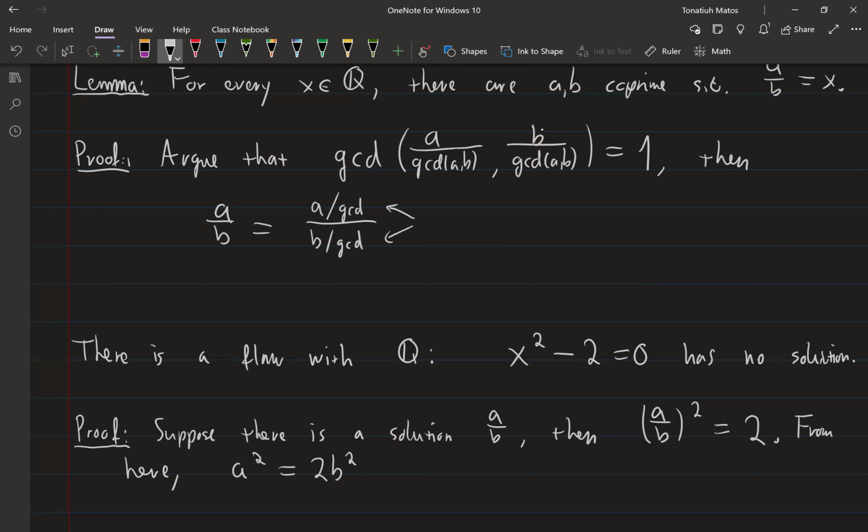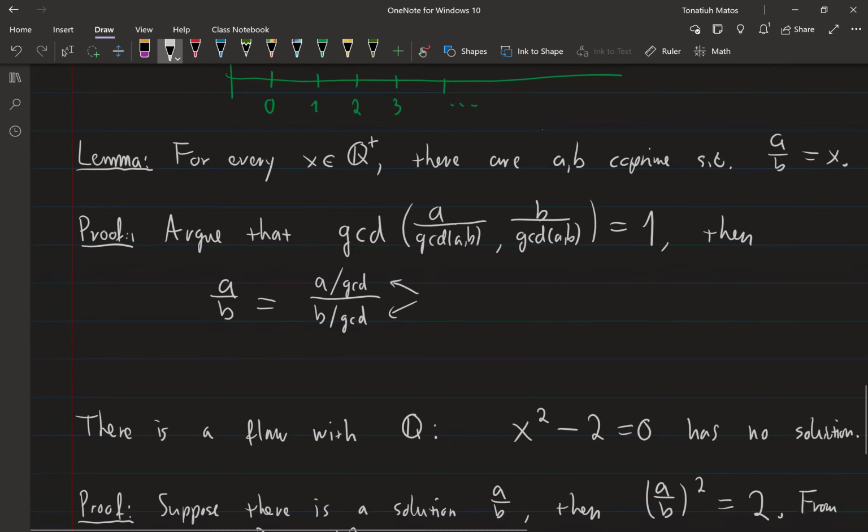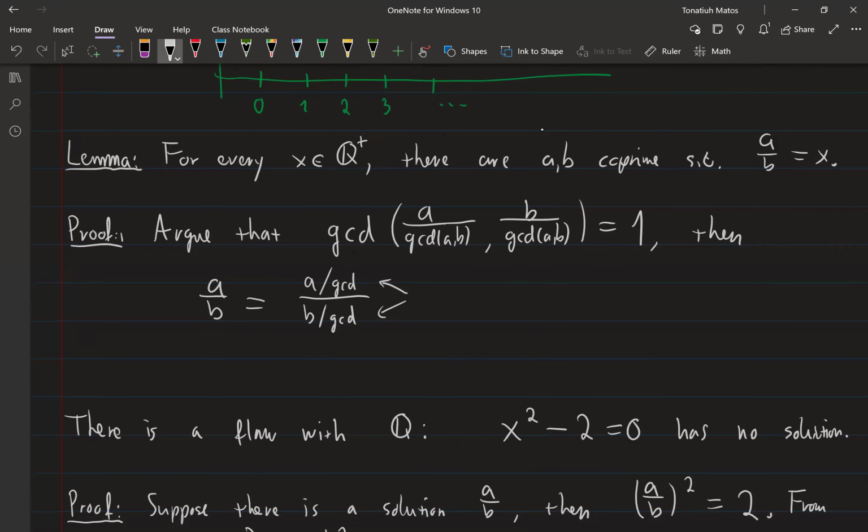So regardless of who A and B are, you might need to assume they're positive and then add a minus sign to make this work. So maybe let's add a small plus there, just so that the GCD is well defined and stuff like that. But of course, you can easily generalize this. These two numbers are coprime, right? So regardless of what fraction you start with, A over B, you can always find a representative where they're coprime, right?